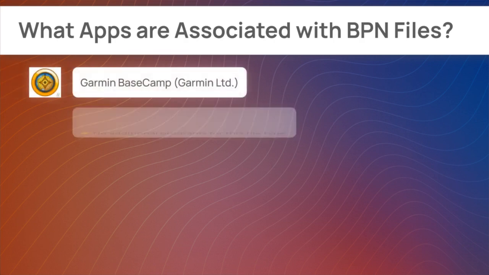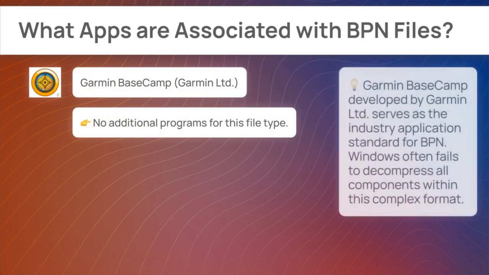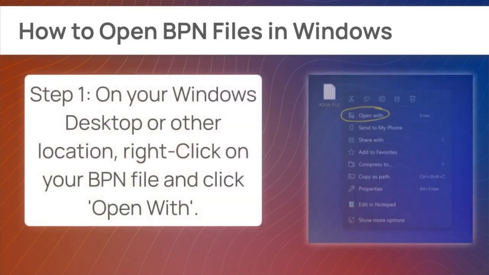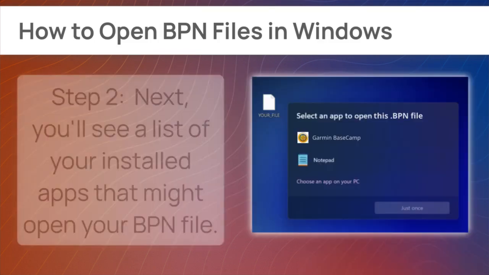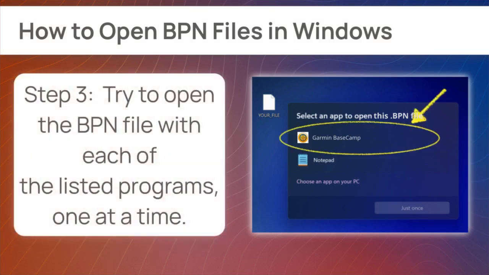Most installations default to associating Garmin BaseCamp from Garmin Limited with BPN. The specific compression standard used by this file is not recognized by native Windows software. Windows can't load backup images or sets, so specialized software is needed to review them. Your first step in isolating the problem, right-click the BPN file and select Open With. If Garmin BaseCamp is installed, use that. If not, try another option immediately.